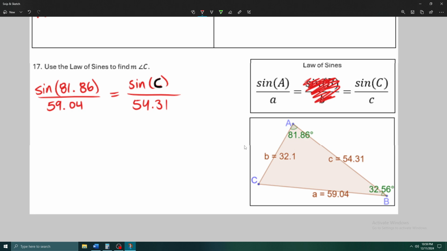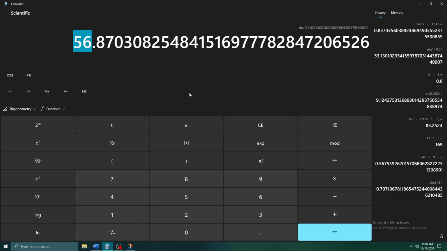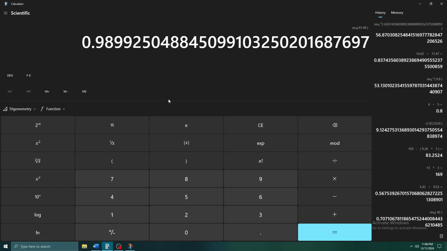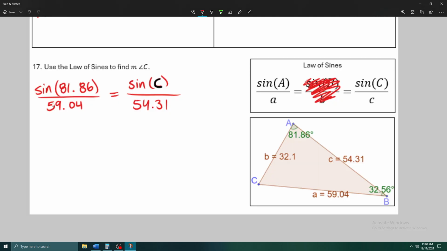This is actually mad easy, especially if I had one of your calculators. This is going to be a little bit of a nightmare for me, just because this calculator is super weird. I normally just use a Google calculator, but I'm going to be flipping back and forth, so hopefully you don't get dizzy. So I'll do the sine of 81.86 divided by 59.04 first. So the sine of 81.86, let's find the sine of that, and I'm going to divide that by 59.04.